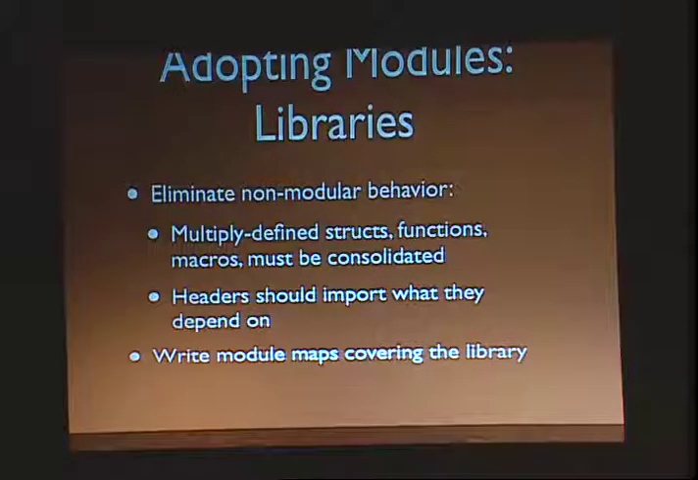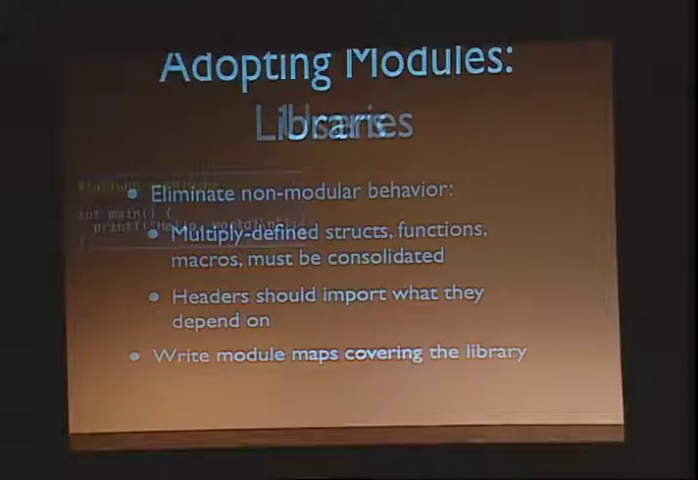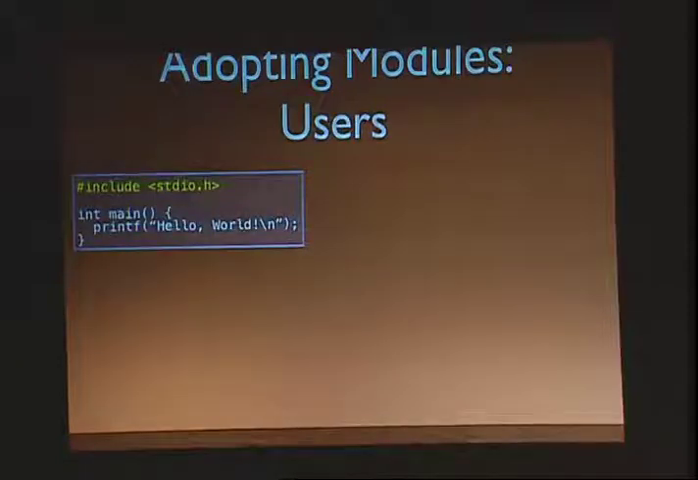You need a unique definition site for each particular macro or structure or whatever for the module system to be able to associate that definition with a particular submodule. And if your headers don't actually include what they use, you also have a problem because all the dependencies aren't there. We need those header inclusions to be there as well. Once you've done that, you can write module maps covering the library, and you're ready to actually make your modules available to users. Okay? So what are users going to do?